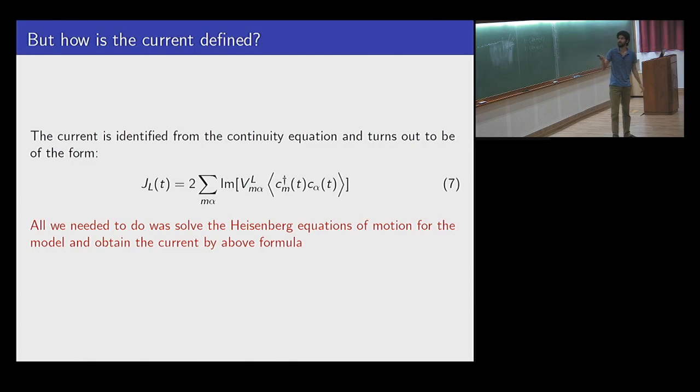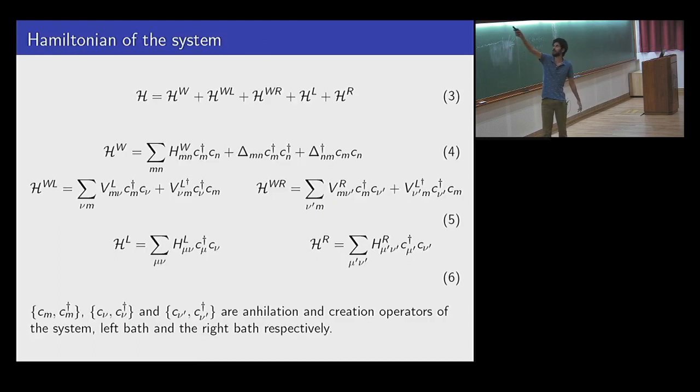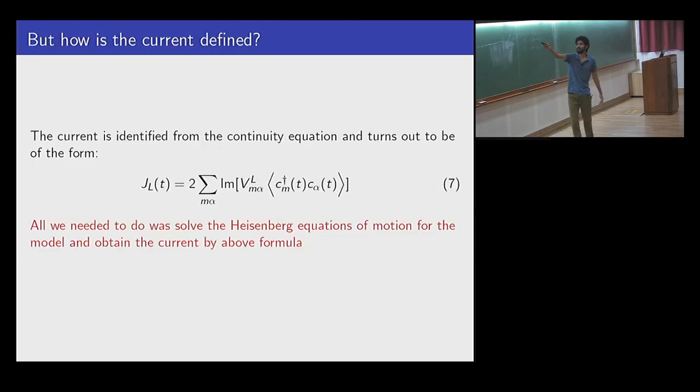So for our system, you can do it on the bath side, because on the bath side the current will be conserved, not inside, because inside there are non-number-preserving terms. Okay, so you can do it there, and you will find that this is the expression for the current. So all we needed to do was solve the Heisenberg equation of motion for the system, and then obtain the current by this formula.